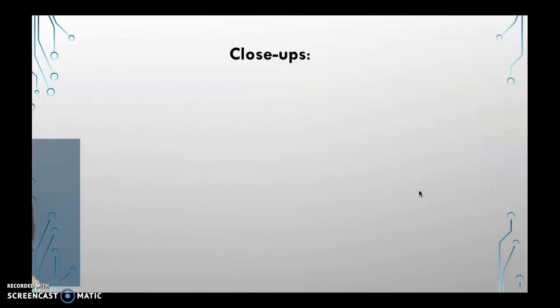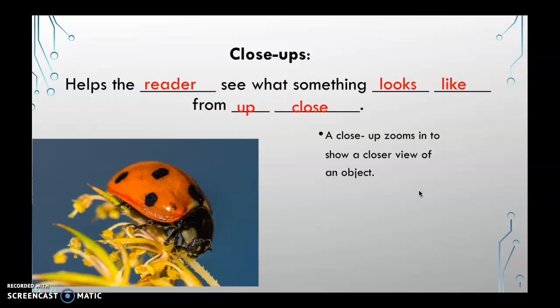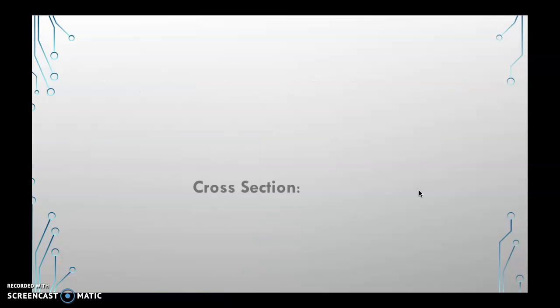Next, we have our close-ups. So this helps the reader see what something looks like from close up. So a close-up or zoom goes to a closer view of an object. It shows the object with more detail.